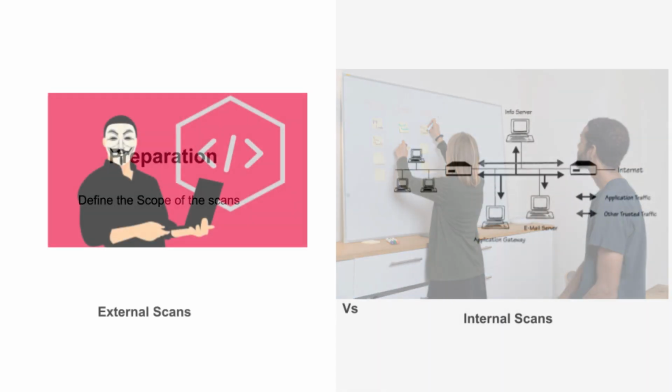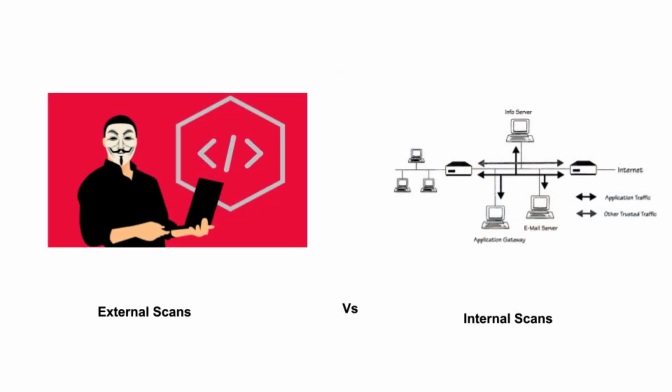This can involve external scans from the perspective of an external attacker on the internet or internal scans simulating an attacker on the internal network. Both types of scans can be performed either as unauthenticated or authenticated scanning.